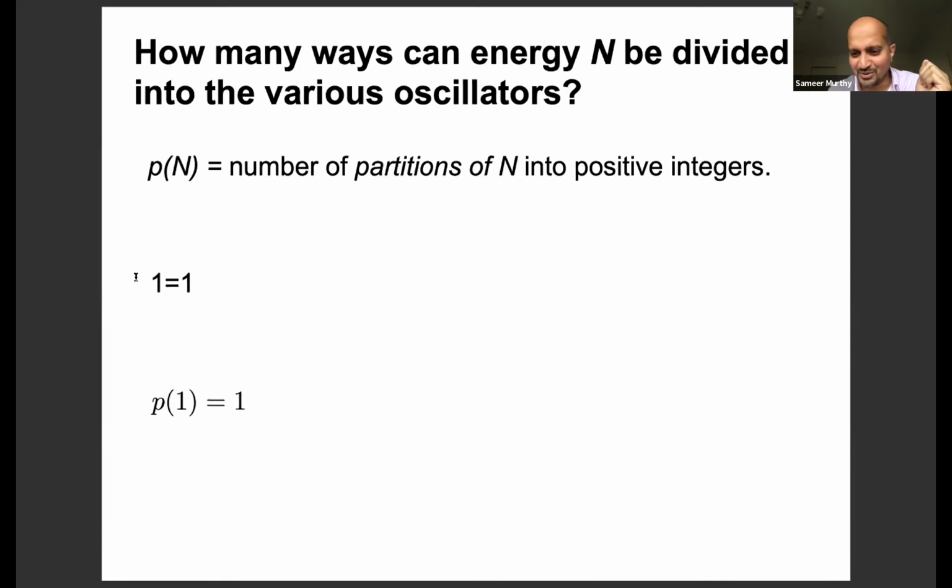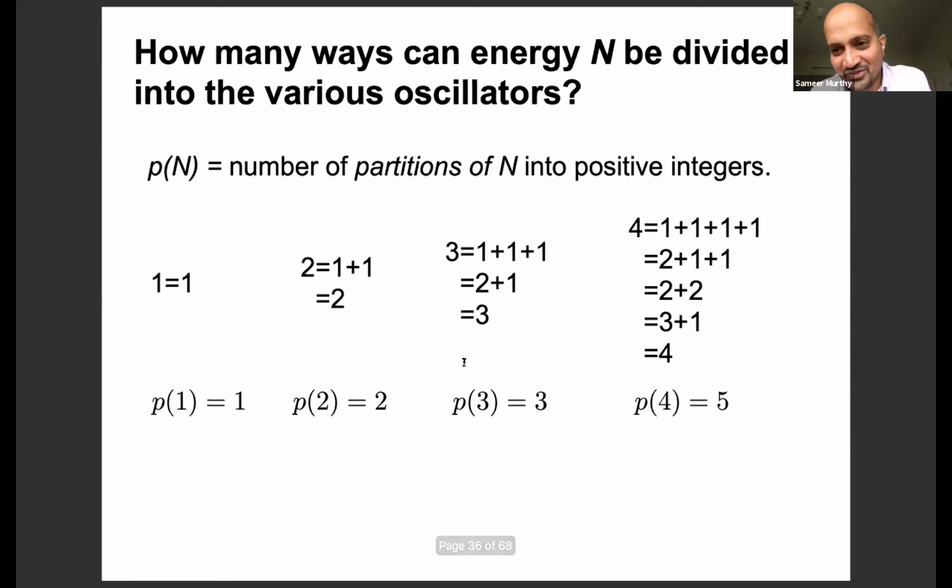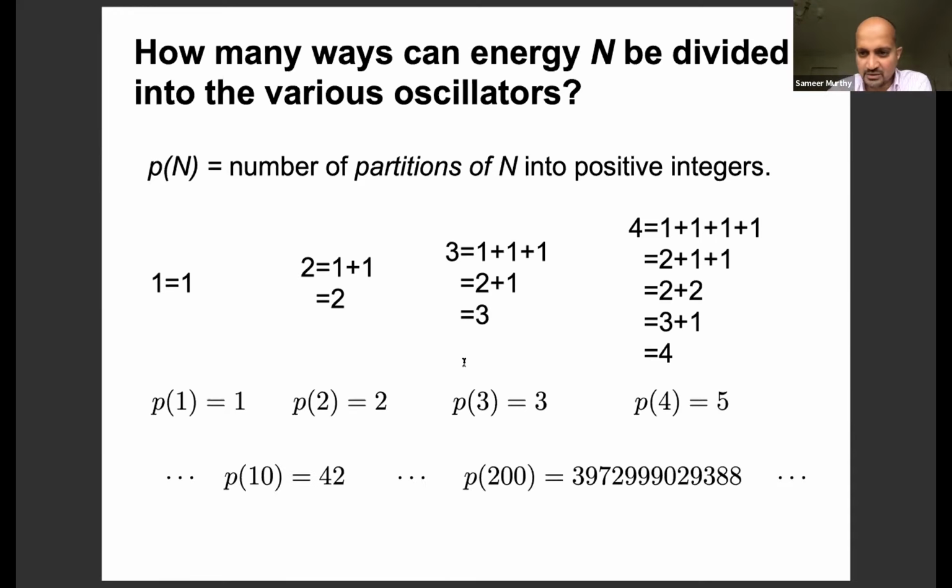So actually, I think all of you have seen this, but it's a fun problem. So you take 1, there's only one way of writing it as an integer. So P of 1 is 1, P of 2 is 2, P of 3 is 3. And this is a lesson for physicists that you shouldn't stop after a few examples. The answer for P of 4 is not 4, but it's 5. But in fact, as I think all of you know, this function actually increases exponentially. P of 10 is 42, P of 200 is this big number. Okay. How do you solve this problem?